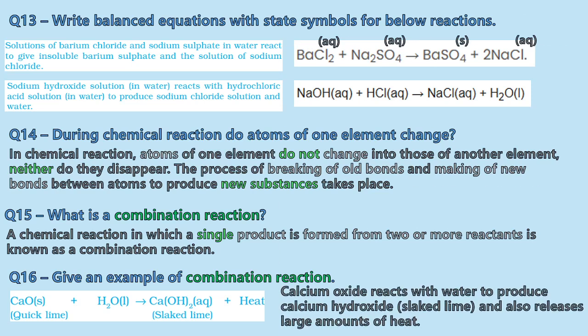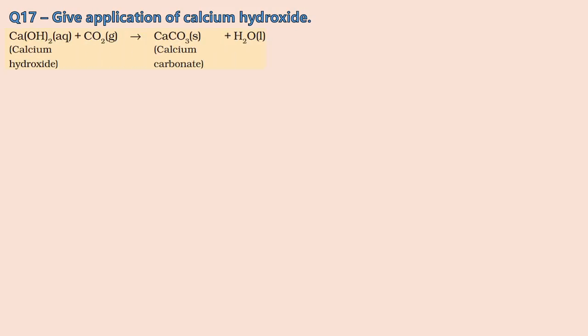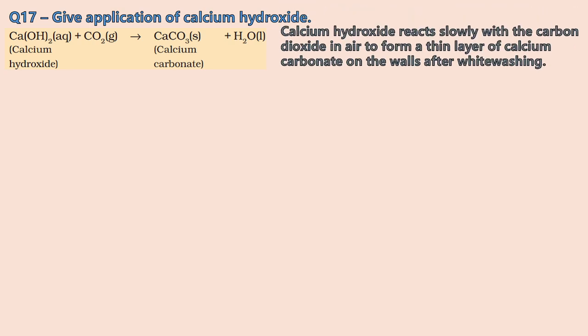Calcium oxide reacts with water to produce calcium hydroxide, called slaked lime, and also releases a large amount of heat. Okay, give applications of calcium hydroxide. See, calcium hydroxide, when you just leave it to air, it reacts with the carbon dioxide in the atmosphere to give you calcium carbonate, plus water. So calcium hydroxide reacts slowly with carbon dioxide in air to form a thin layer of calcium carbonate on the walls.